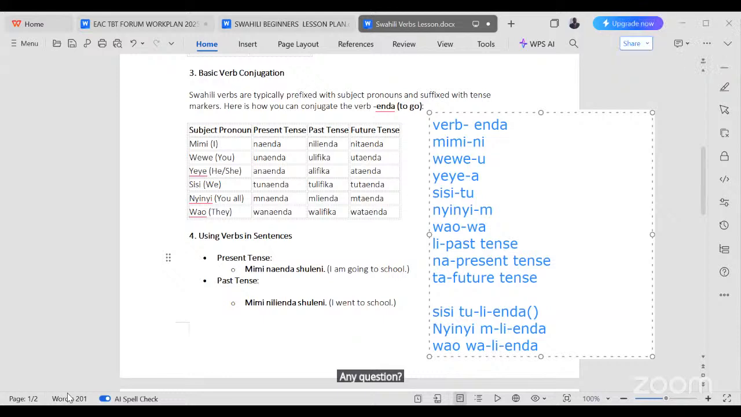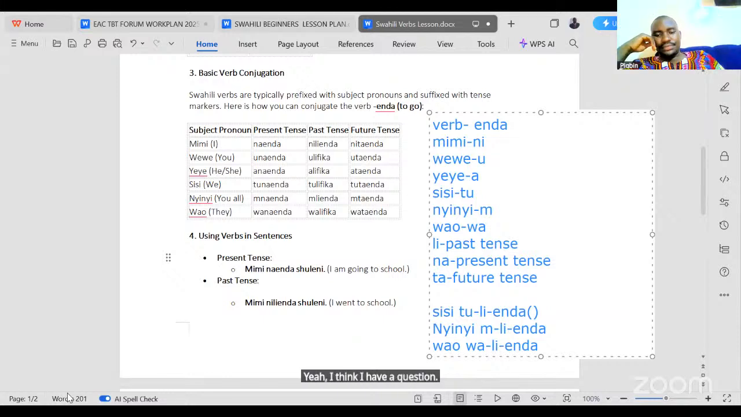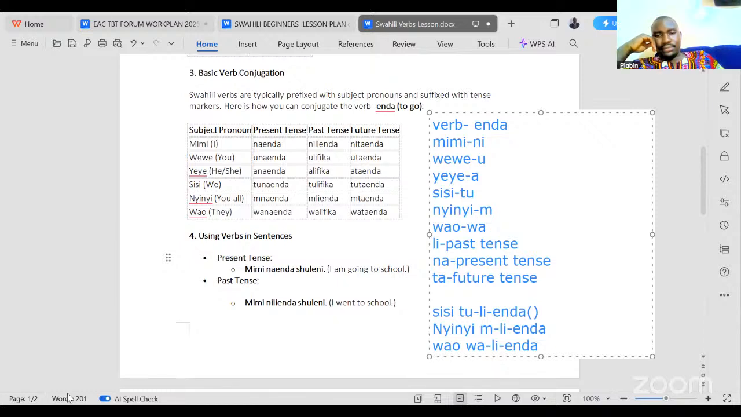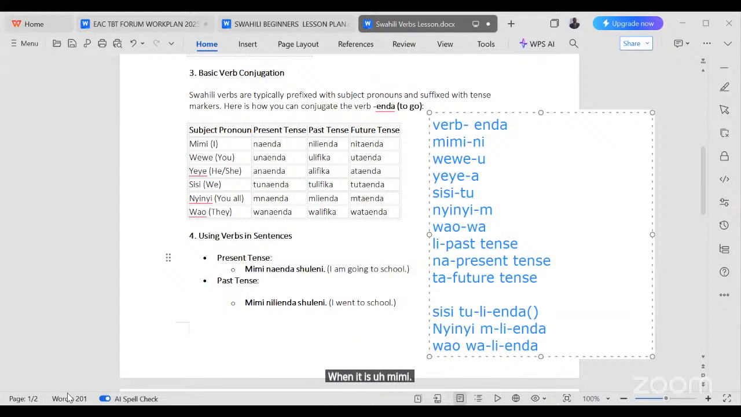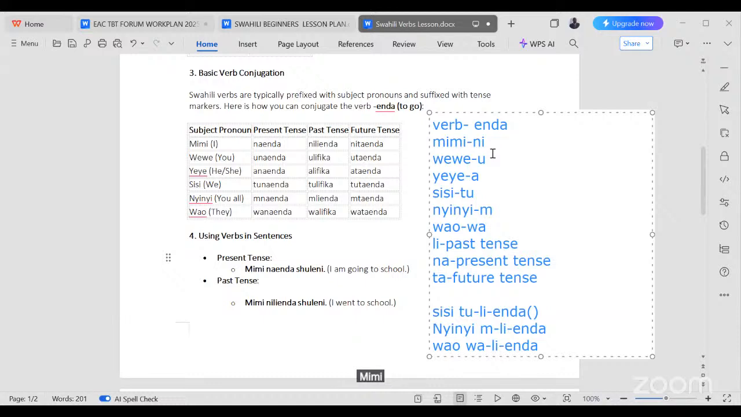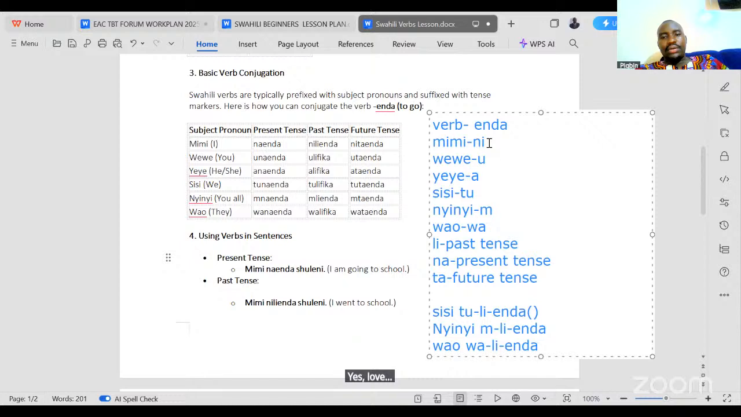Yeah, I think I have a question. Yes. I'm just getting confused when it reaches the past tense. For example, the verb, when it is mimi, now tulienda, mimi nilienda, yes. Now wewe ulifika. Where does it go, kufika and naenda?